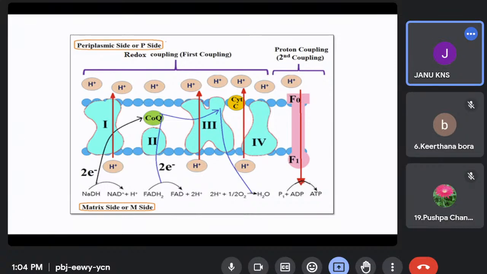So here, during the translocation of protons and transfer of electrons from NADH to ultimately oxygen, from FADH2 to oxygen, what is happening?